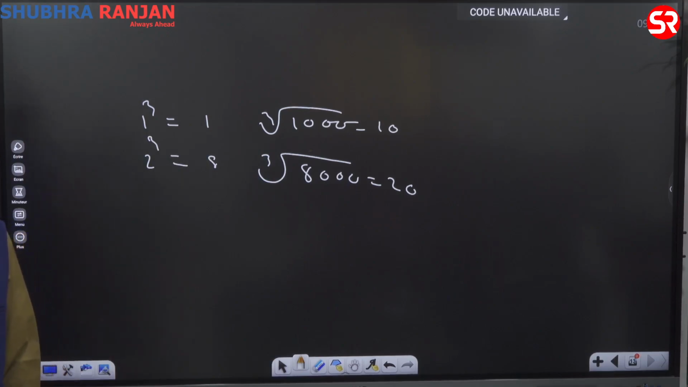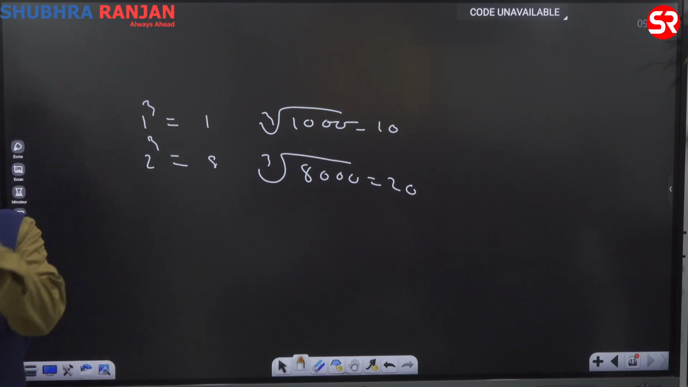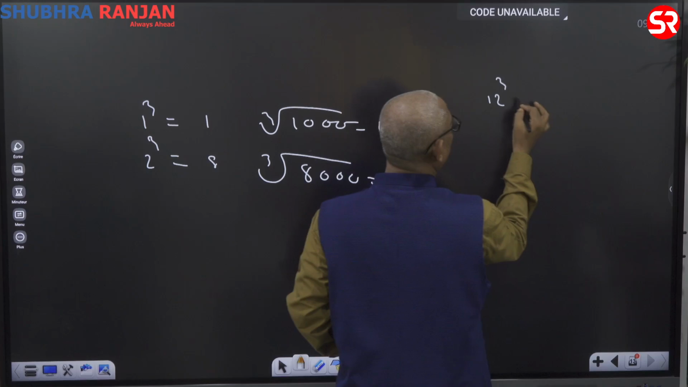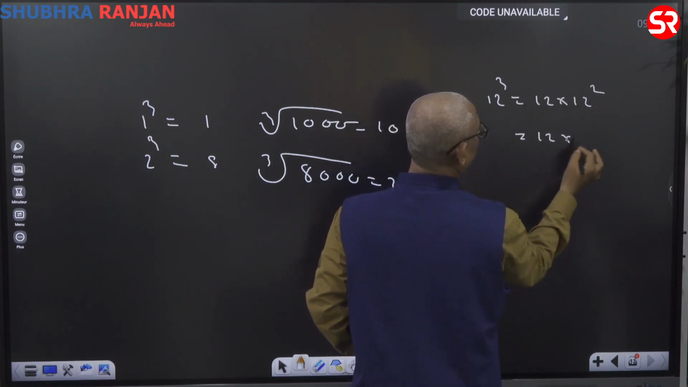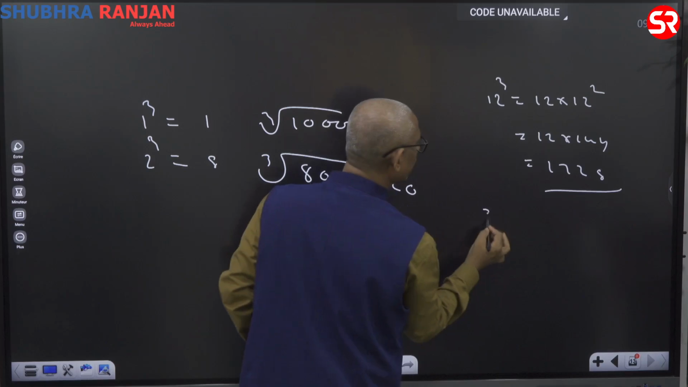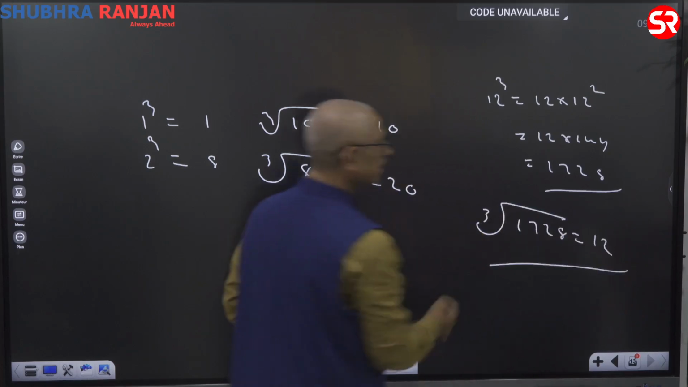Okay. Now, any cube. Now I will tell you how to practice cubes. For example, first do 12 cubed. So you will get 12 into 12 squared, that is 12 into 144, which is 1728. We know how it works, but practice the cube root of 1728. Definitely, what answer are you going to get? 12 only. Check in this way.